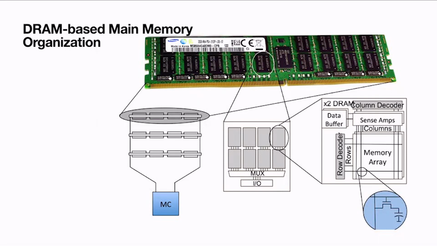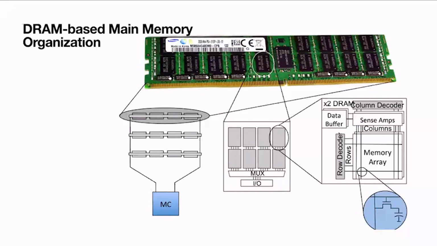The DRAM cell at the bottom is at the intersection point of this horizontal line and the vertical line. That DRAM cell, which is nothing but the charge in the capacitor, is accessed using an access transistor. You can see the access transistor connecting this horizontal line and vertical line. All these horizontal lines are called the rows, and the vertical lines are the bit lines.